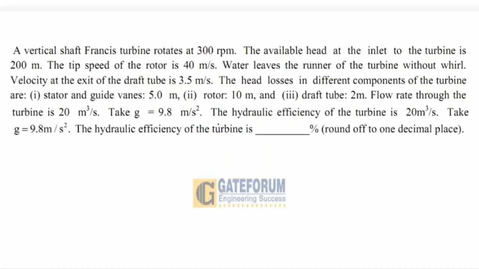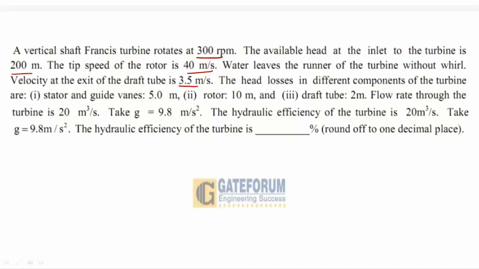Take this question. A vertical shaft Francis turbine rotates at 300 rpm. The available head at the inlet to the turbine is 200 meter. The tip speed of the rotor is 40 meter per second. Water leaves the runner of the turbine without swirl. Velocity at the exit of the draft tube is 3.5 meter per second.